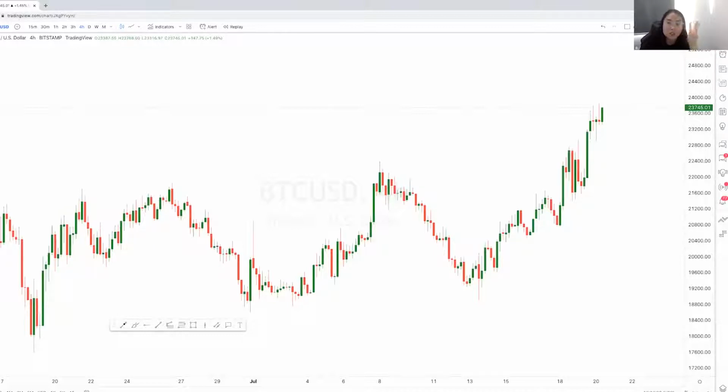There are three kinds. Am I a scalper? Am I a day trader? Or am I a swing trader? A scalper is someone who is in and out of the market really, really fast.